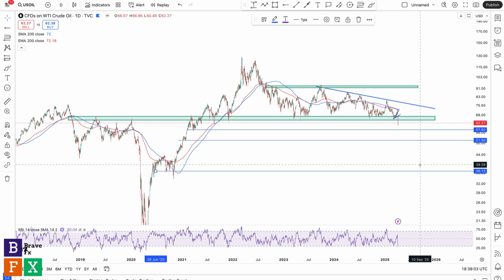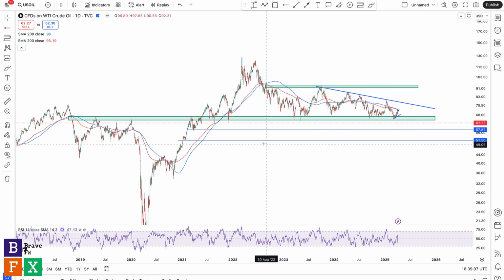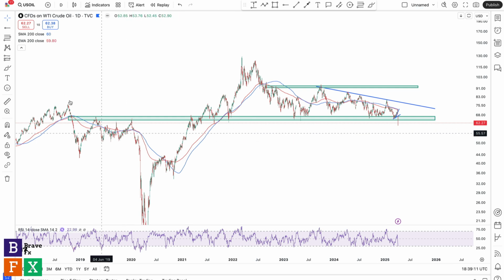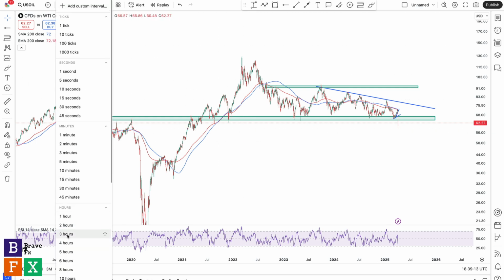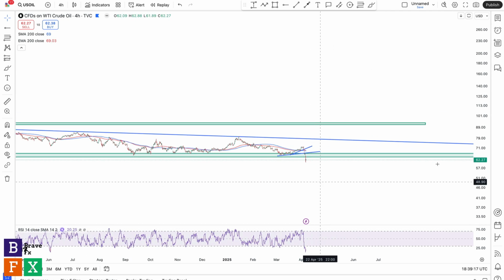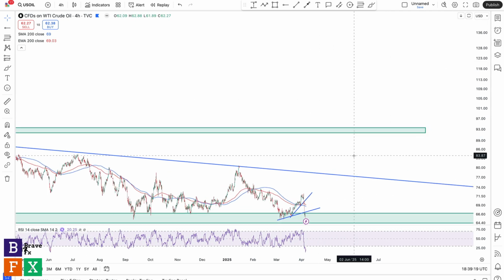But for now, I don't think crude oil is going to head way lower than it is right now. And for us to be able to take advantage of this trade, I'm going to go down to the 4 hours time frame first to see if we can pick out our trade entry, right? So this is the 4 hours time frame on crude oil.